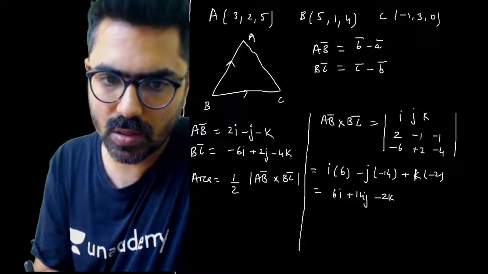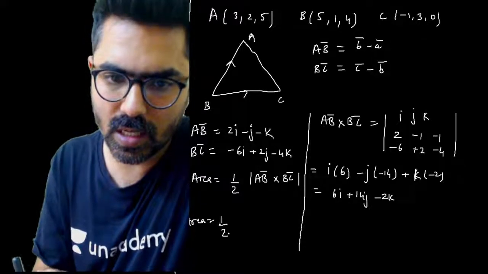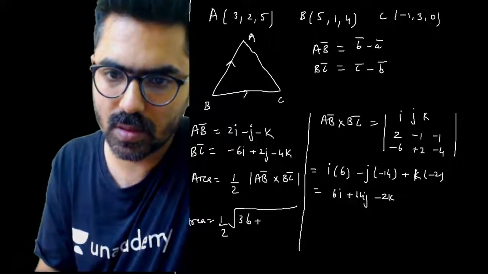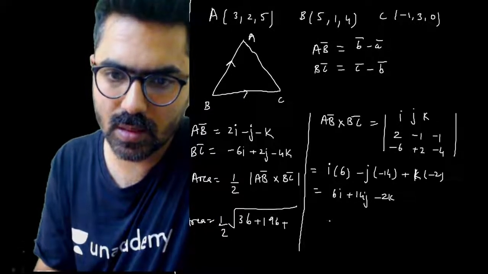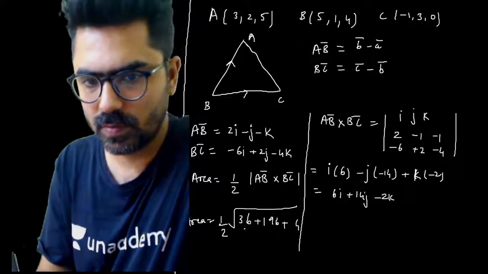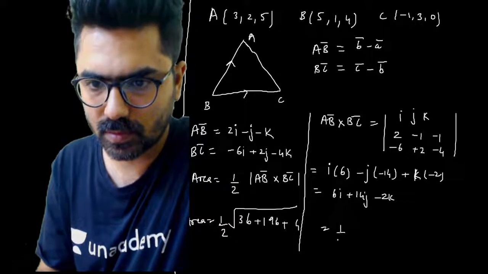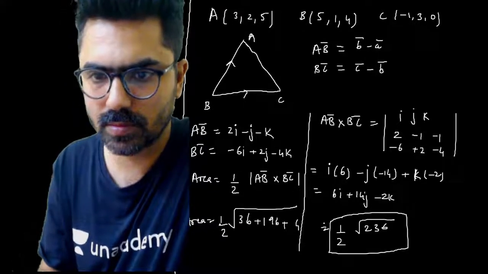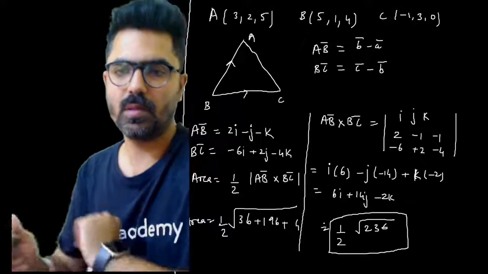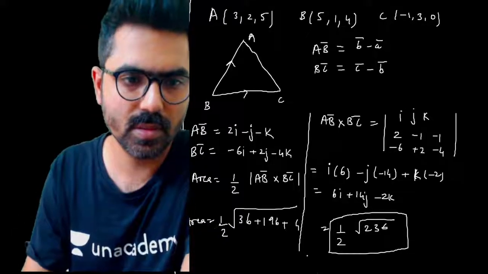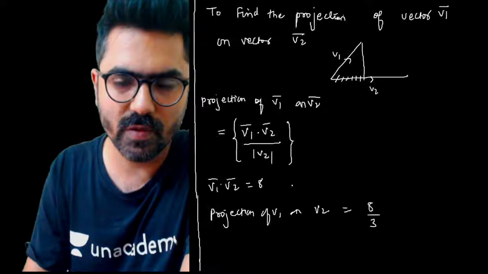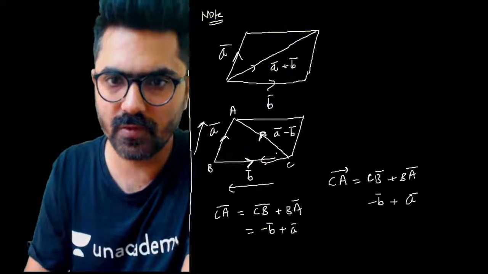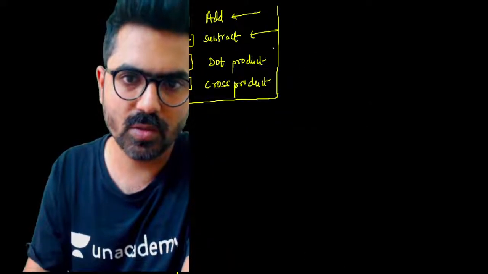So the area is half of the modulus of this part. The modulus of this part is 36 plus the square of 14, which is 196, plus 2 square, which is 4. So 236. Area is half of root 236. This is what the application of cross product is. I hope whatever we have covered today will help you understand the basic concepts behind the algebra of vectors, addition, dot product and cross product.